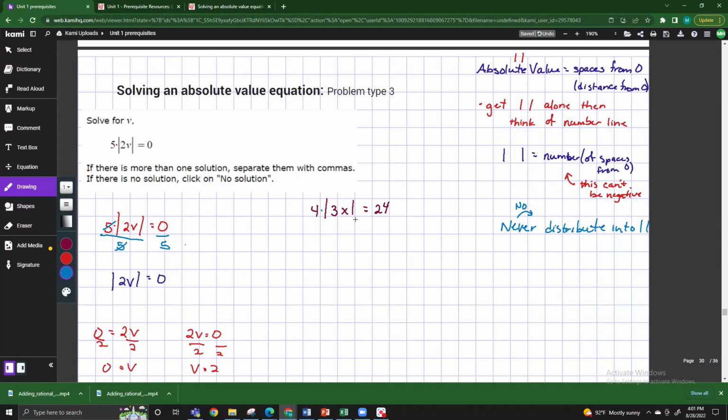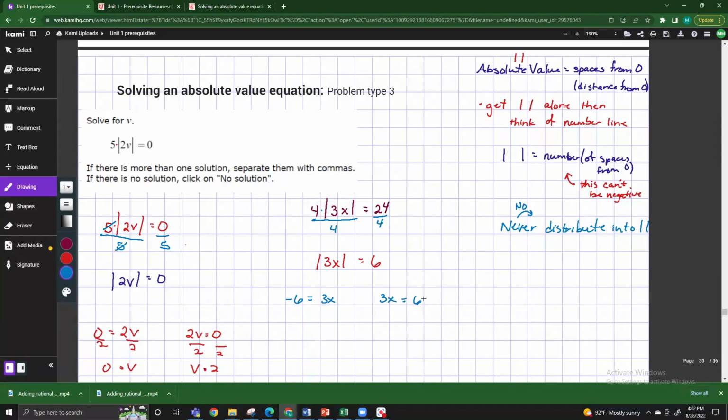So to get rid of that 4, I cannot multiply it in. I'm going to divide both sides by 4. And now that will give me the absolute value of 3x equals 6. Now is when I think of the number line. And this means I need to be 6 spaces from 0. So I could be at -6, and that would equal the 3x. Or I could be at 6, so then I have 3x equals 6.